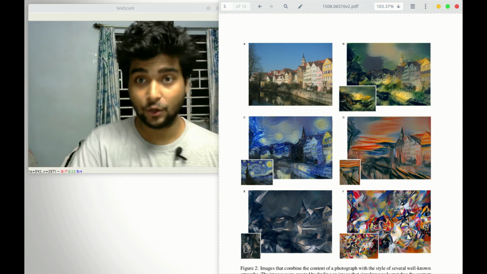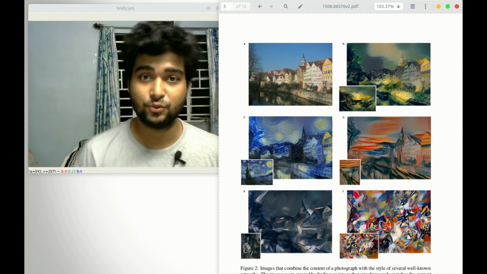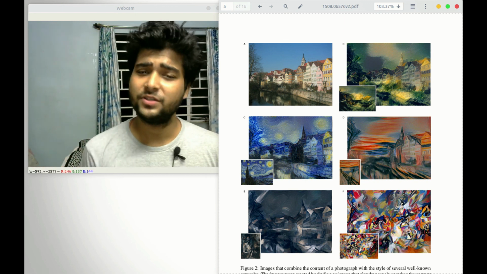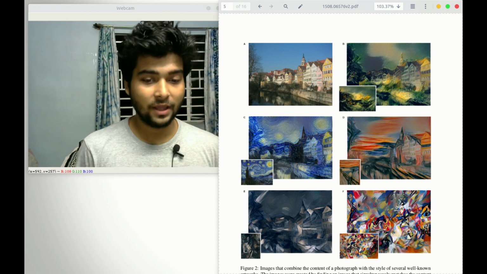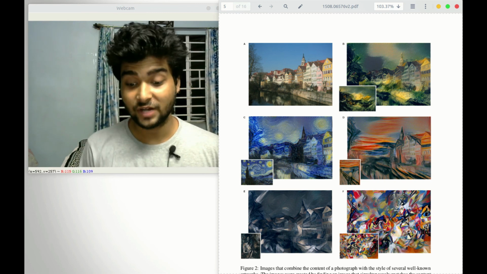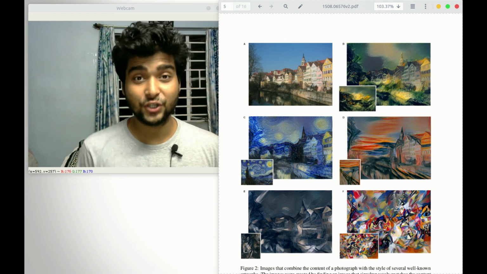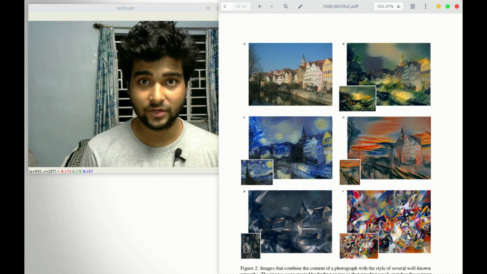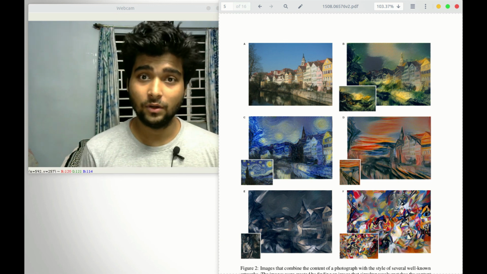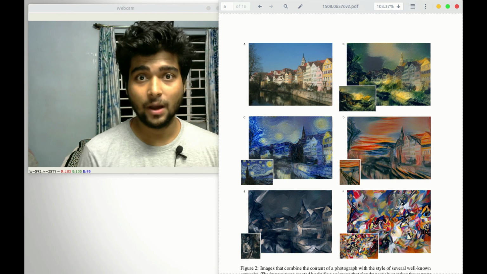Be sure to go through this paper. I will have this paper linked in the description section below, and it's a very interesting read, and a very simple read, by the way. I've started working on style transfer, and rather, I'm working on a project using style transfer with TensorFlow, so I'll be sharing about that.